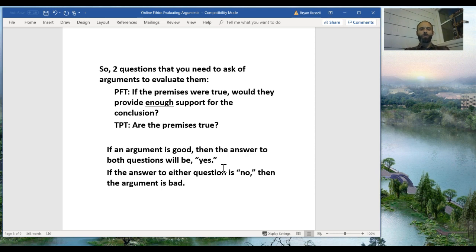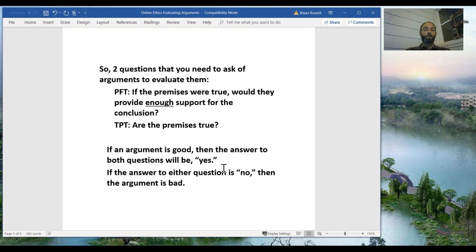The second argument we looked at probably had a true premise. Steph is probably the greatest shooter in NBA history. But the problem with that argument was that even if the premise were true, which I contend and many experts contend that it is, that's not enough to believe the conclusion. So that argument had the opposite problem.